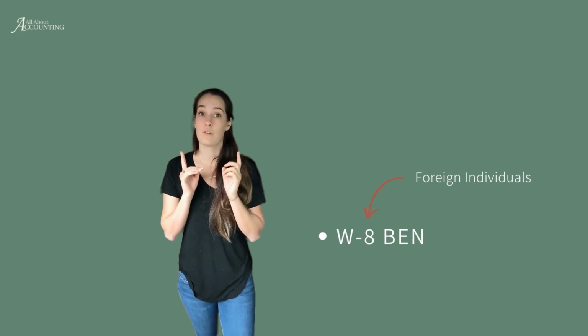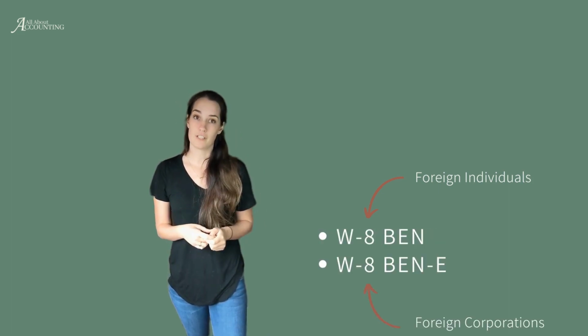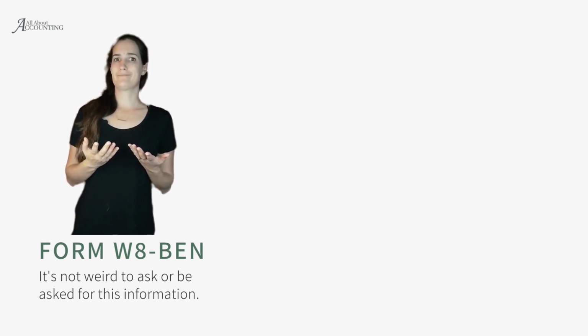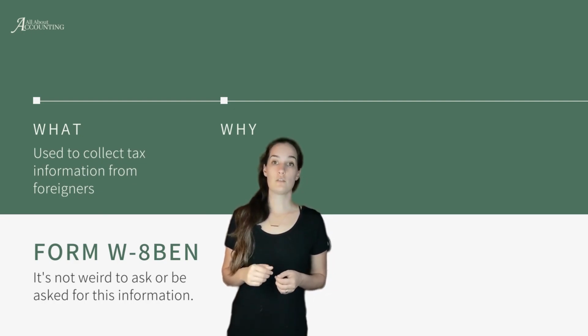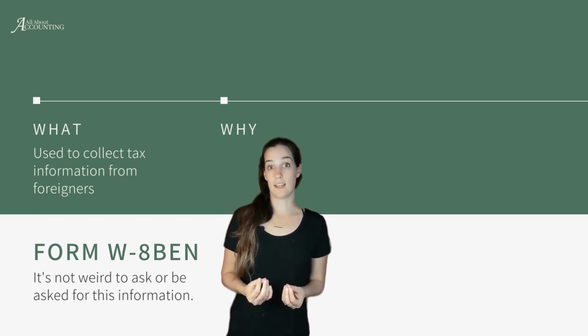Now, let's go have a look at our next information collection form. It's the W-8-BEN for foreign individuals and the W-8-BEN-E for foreign corporations. Form W-8-BEN. What is it? This form is used to collect tax information from non-U.S. citizens or residents, also known as non-resident aliens.